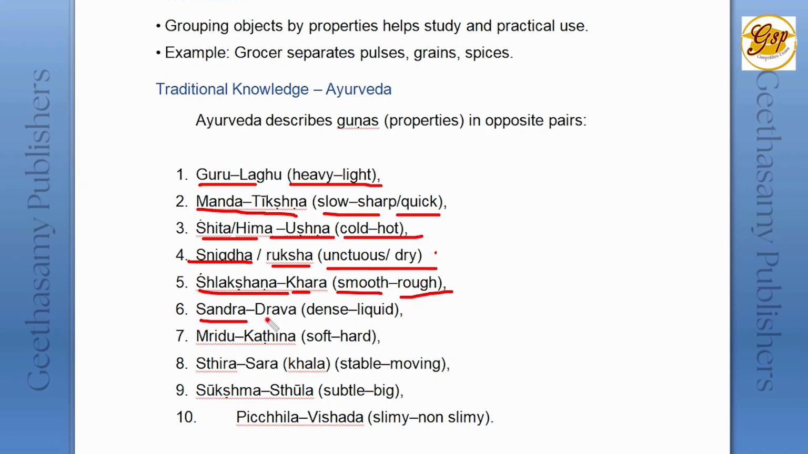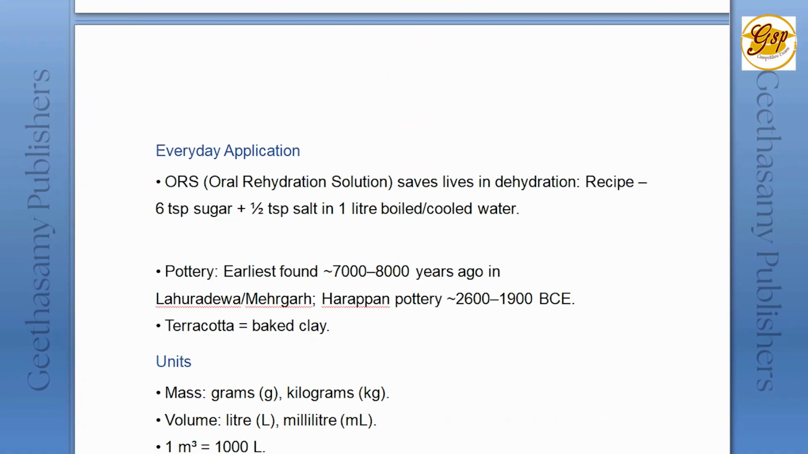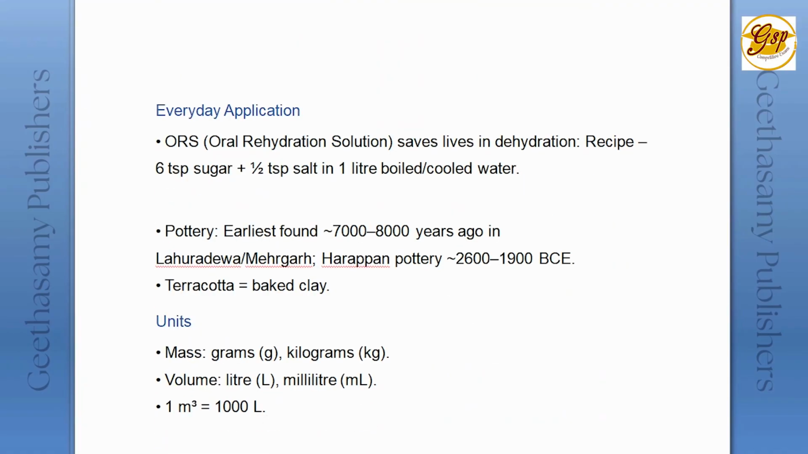Sandra and Drava, that is dense and liquid. Mridu and Kathina, soft and hard. Sthira and Sara, that is stable and moving. And Sukshma and Sthula, that is subtle and big. And Picchila and Vishada, that is slimy, not slimy. It is hard to really understand this language if you don't know Hindi or Sanskrit. It's okay, it's not a big thing.